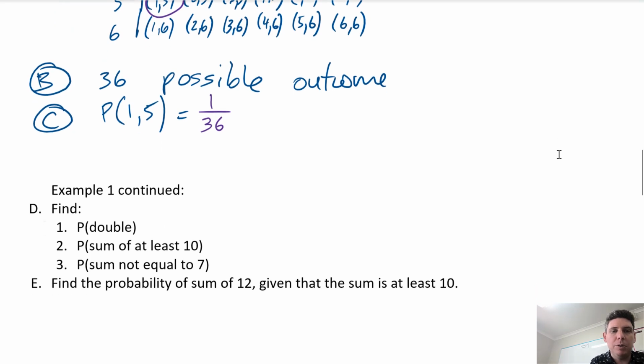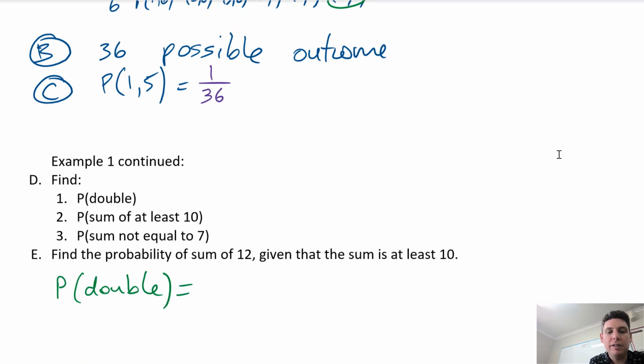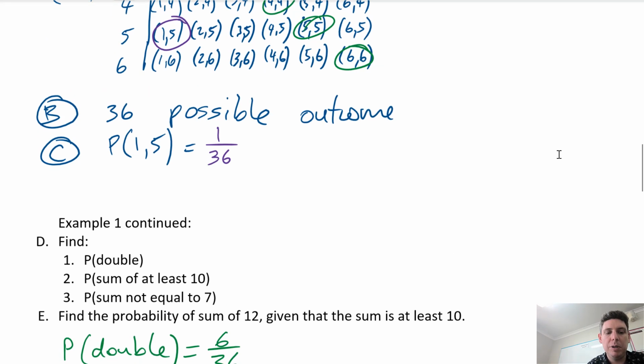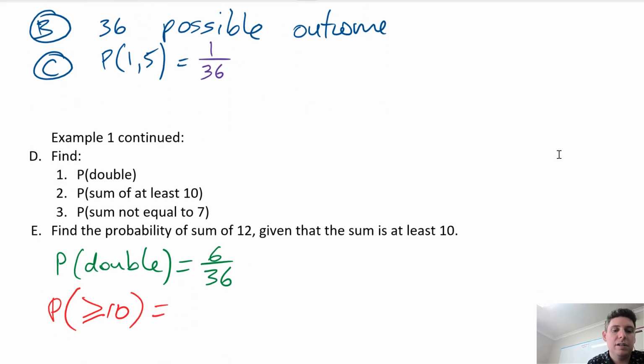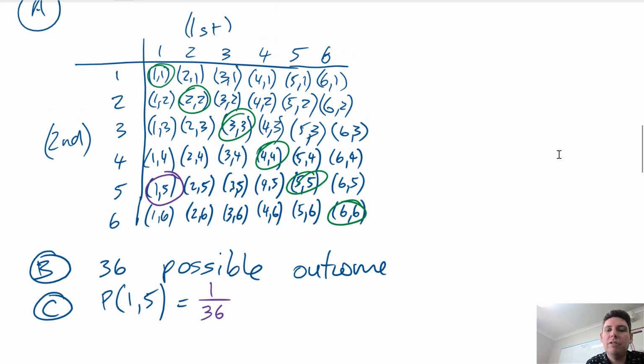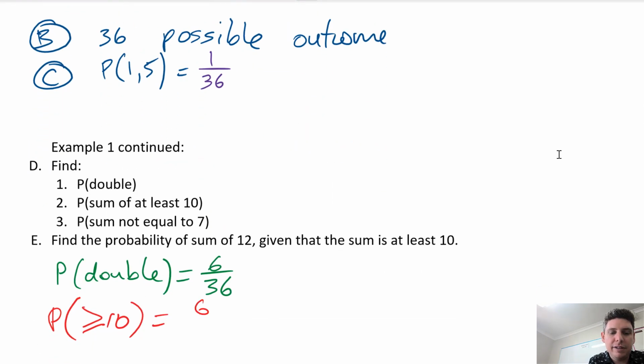What's the probability of a double? So how many doubles are there? 1, 2, 3, 4, 5, 6. So the probability of a double is 6 out of the total, which is 36. Let's do the next one. The probability of the sum of at least 10. So we've got to count all the ones that are greater than or equal to 10. So those are equal to 10, those are equal to 11, and those are equal to 12. So how many? 6 out of 36. Oh yeah, you should simplify these.